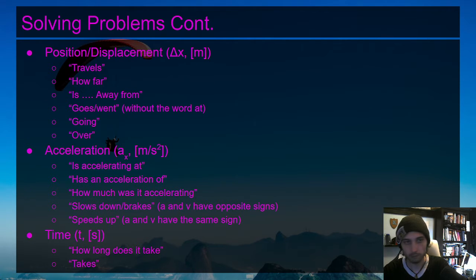Okay. The other ones. For displacement, if you see travels and then a number, especially honestly for displacement, just look for meters. If you have units of meters, it's the displacement. If it asks you how far something went, that's going to be the displacement.